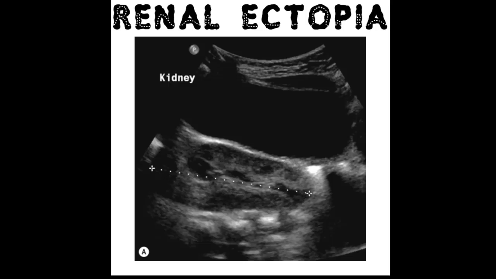So here's an example of a pelvic kidney. We have the urinary bladder here, and then we have a kidney very close to it, not in its expected location.